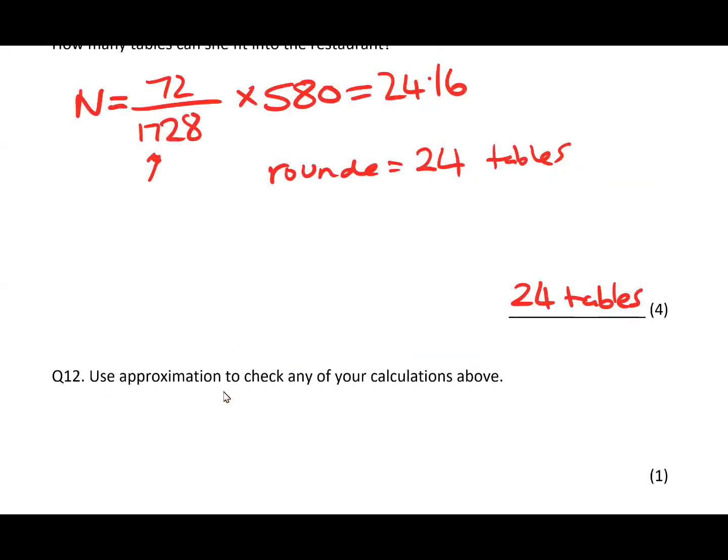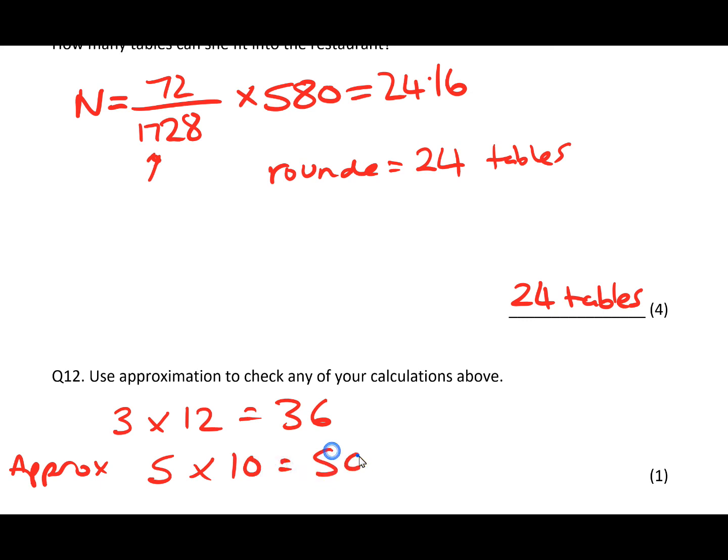So it says use approximation to check any of your calculations above. Well, what you could do is you could say that we had 3 times 12, which gave us our 36 inches. So approximation would give us 5 times 10, which is 50. Anything like that, showing approximation will give you the mark.